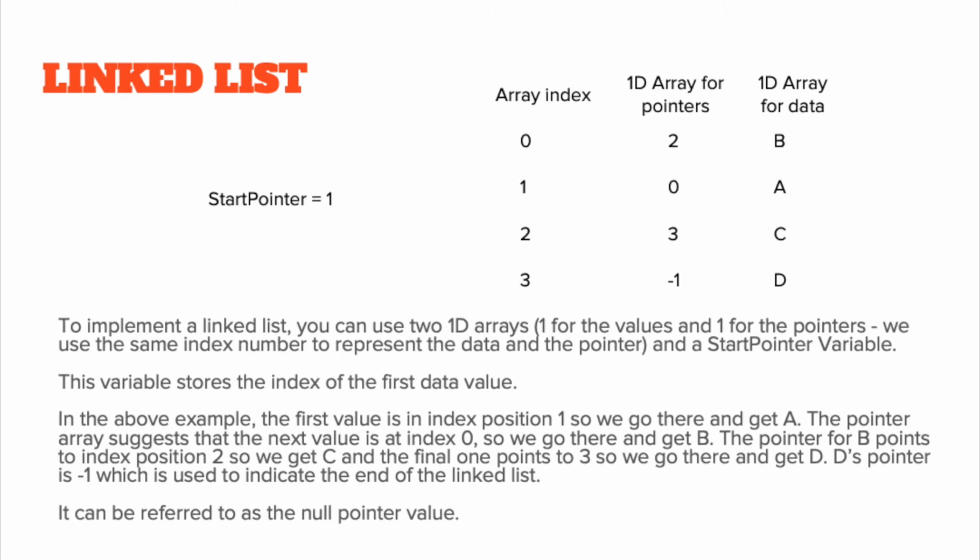So we go and we see A. Now A is pointing to index 0, which is in the pointers array. So you go to index 0, and that is B. B's pointer is pointing to index 2, so we go to index 2, that is C. C's relevant pointer is pointing to 3, so we go to index 3, which is D. So you end up with A, B, C, D, which is a sorted linked list. Now the pointer in D is -1, and this is called a null pointer, which indicates the end of the linked list. So you can see how we can easily implement a linked list using basically two arrays and a pointer.